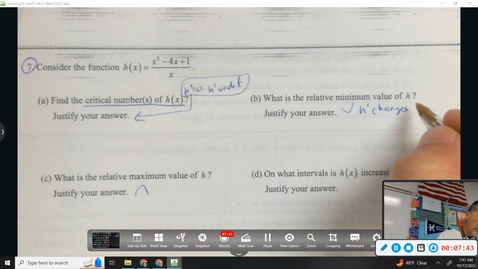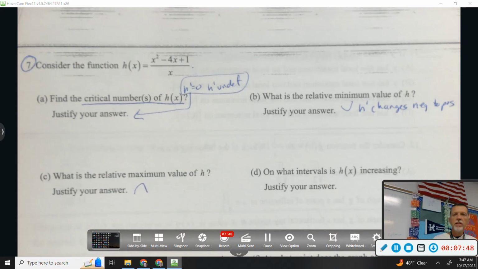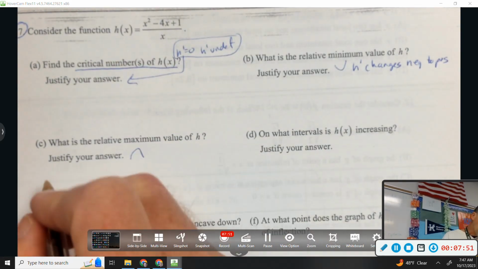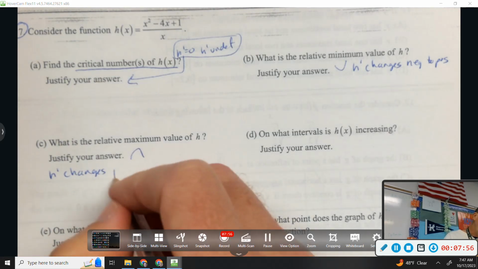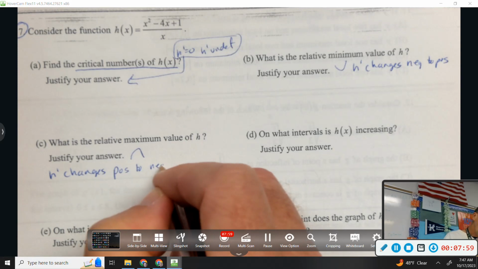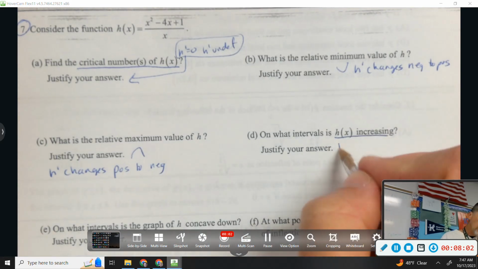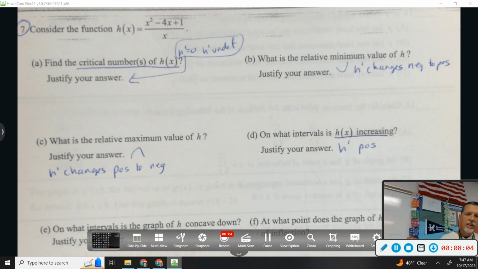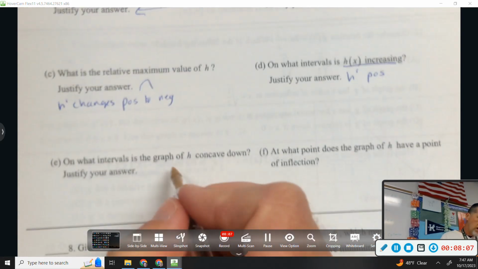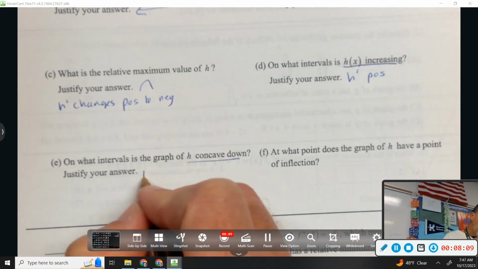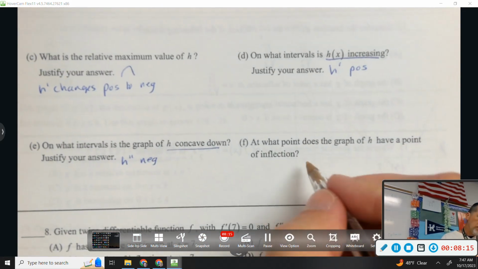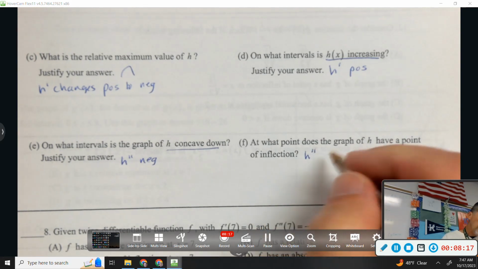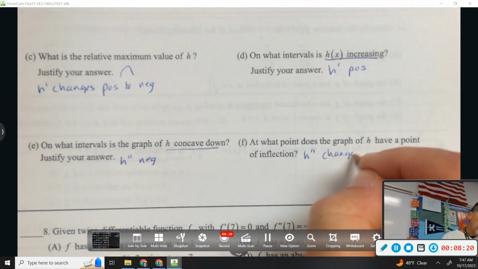H prime changes negative to positive. That would give me a relative minimum. A relative maximum would be where H prime changes positive to negative. H is increasing where H prime is positive. Concave down, that would be where H double prime is negative. Point of inflection would be where H double prime changes signs.